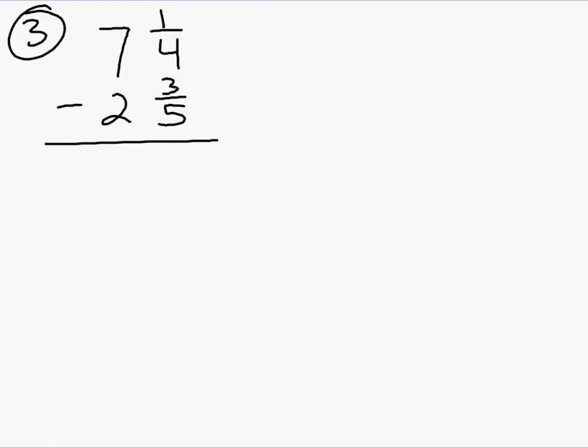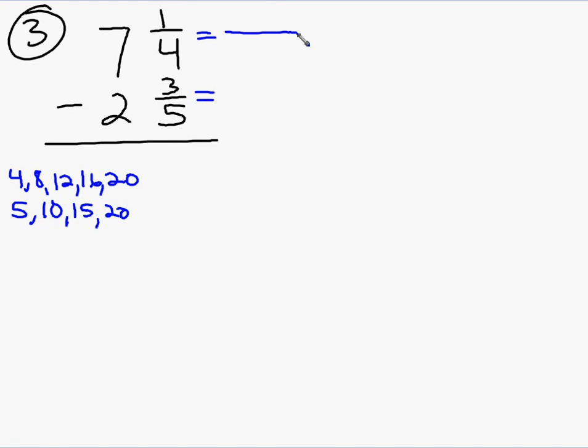Let's go over to the side someplace and write out my multiples of 4: 4, 8, 12, 16, 20. Write out my multiples of 5: 5, 10, 15, 20. So both of these fractions need to be changed so they have a 20 down here in the denominator.